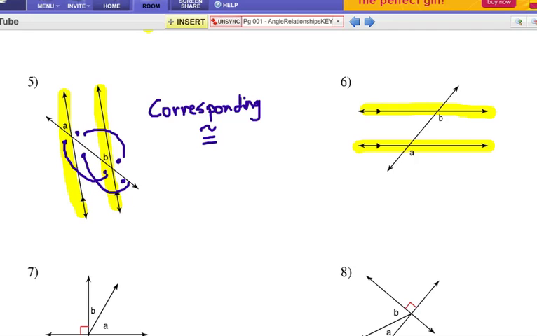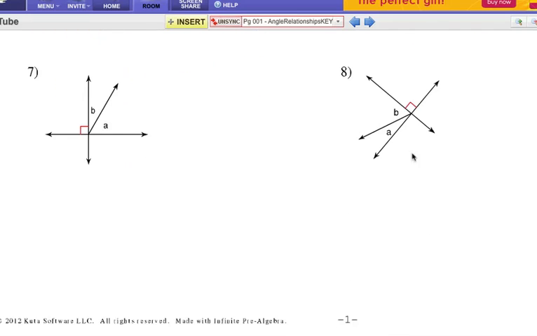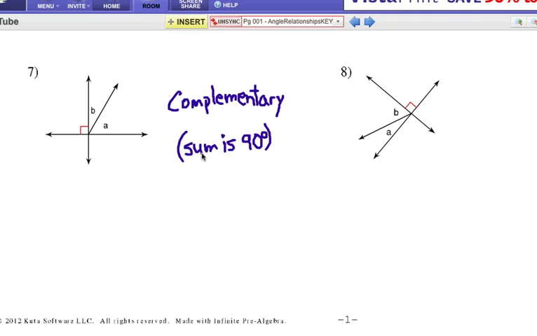Now, all right, let's move on from parallel lines and take a look at this. Number 7, we have a right angle here, and so that A and B together must make up a right angle. Okay, anytime that you've got 2 angles that add up to 90 degrees, that is called complementary. So their sum is 90 degrees. And in this diagram, A and B together make up a total of another 90 degrees on the other side of this one. So they are complementary angles. They are complements of each other.